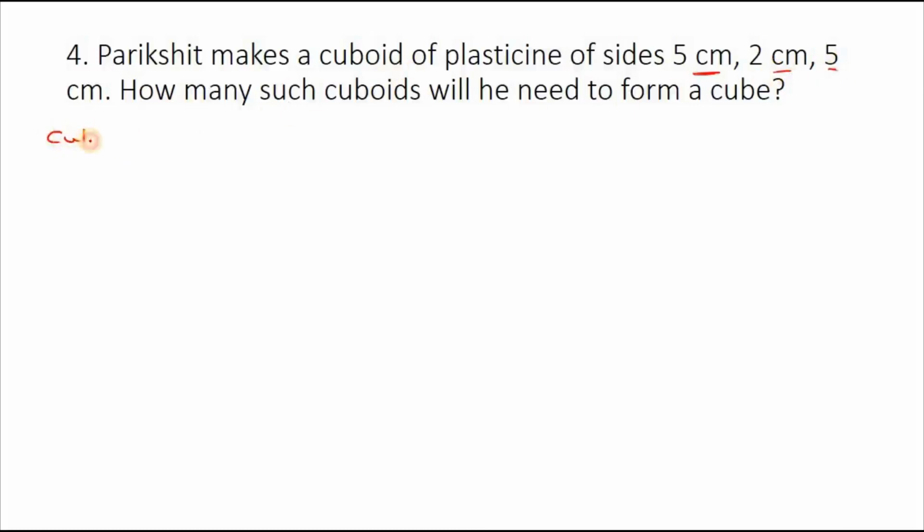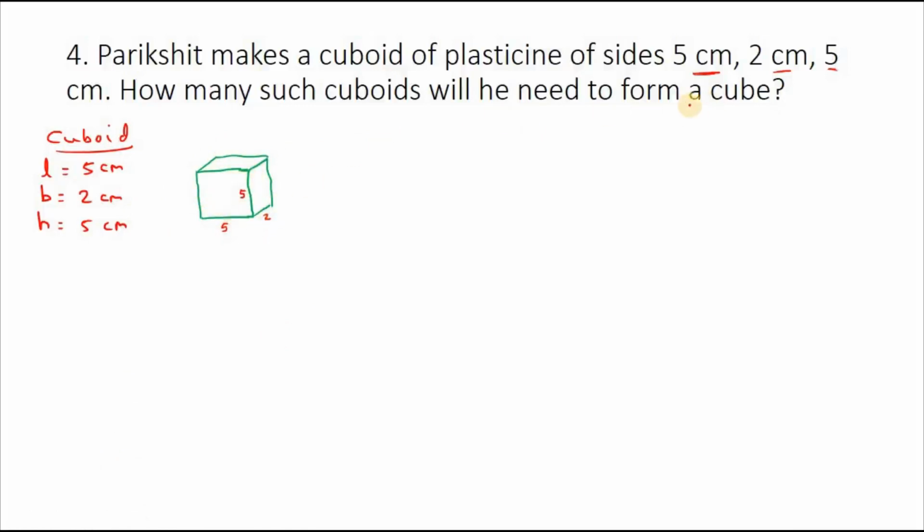He has a cuboid, and the length, breadth and height of the cuboid are given to us: 5 centimeter, 2 centimeter and 5 centimeter. Now the question is, how many such cuboids will he need to form a cube? So he wants to get a cube. Right now he has this cuboid where length, breadth and height are given.